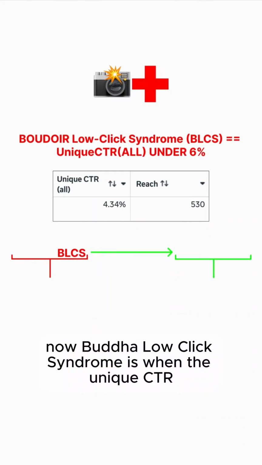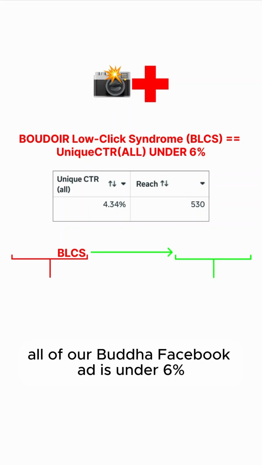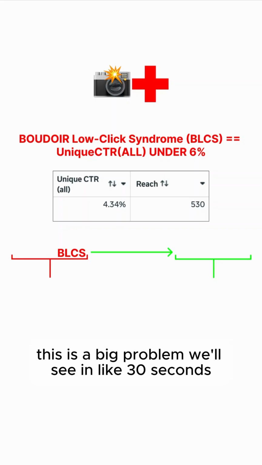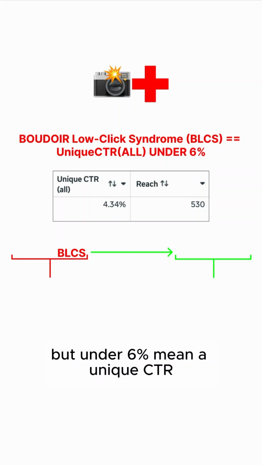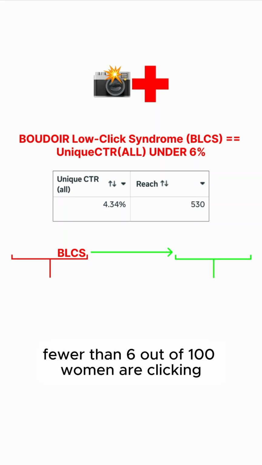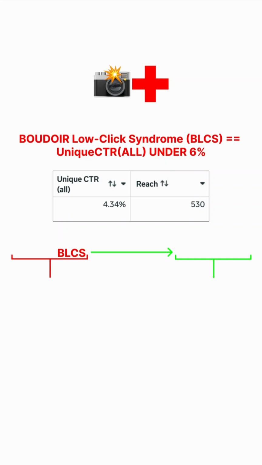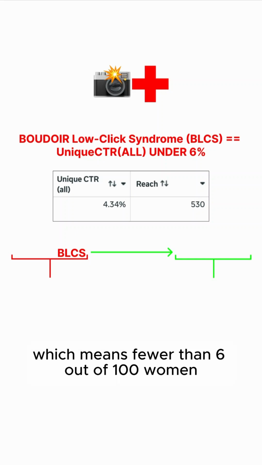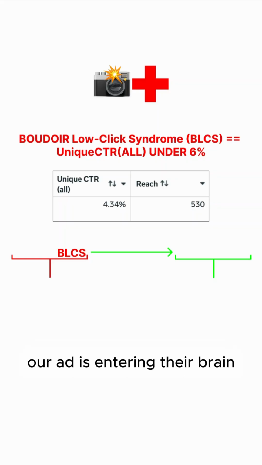Now, Boudoir low click syndrome is when the unique CTR on our Boudoir Facebook ad is under 6%. This is a big problem, as we'll see in like 30 seconds. Under 6% means fewer than 6 out of 100 women are clicking anywhere on our ad, which means fewer than 6 out of 100 women, our ad is entering their brain.